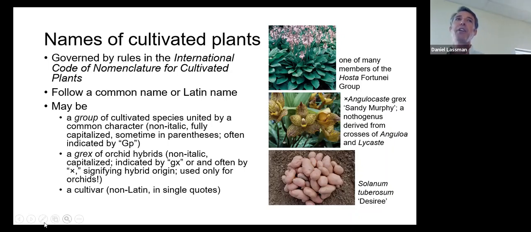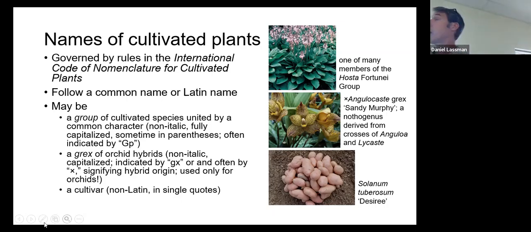I don't know anything about cultivated plants. I am a taxonomist of non-cultivated plants, but cultivated plants also have a set of rules, and they are governed by the International Code of Nomenclature for Cultivated Plants. And you can buy a copy if you want. I can't afford it. They follow a common name or a Latin name. So they actually take up taxonomic names, and then they affix a cultivated name to it. So cultivated names may actually be groups.